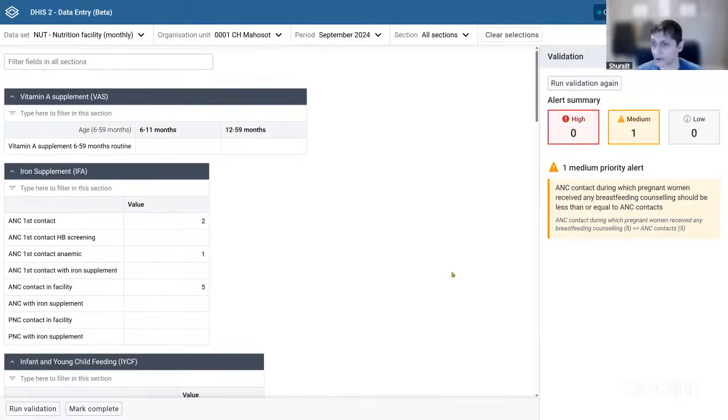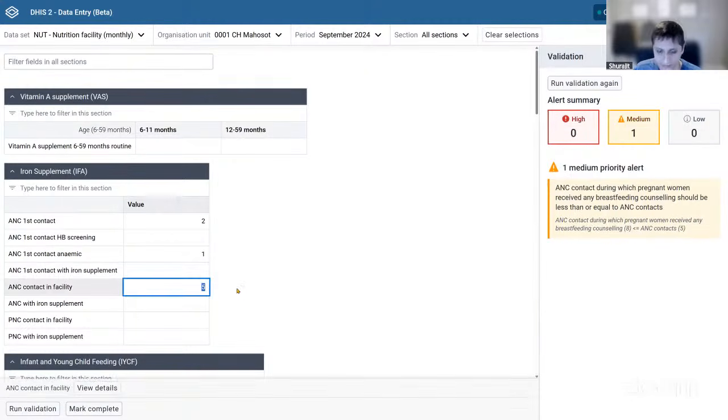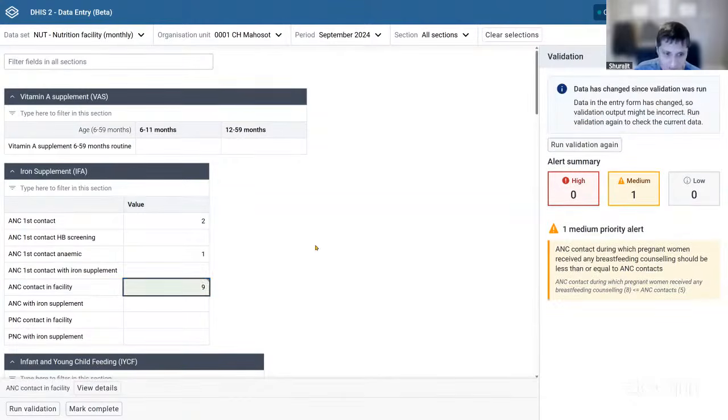It gives you a priority, but it does also list the validation rule and what happened here. So here we see the number of contacts should be less than or equal to the number of people who receive breastfeeding counseling. So I could fix this, for example. And the thing with this, it tells you when the data has changed.